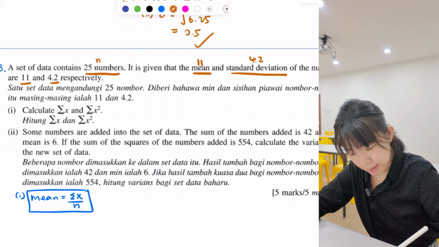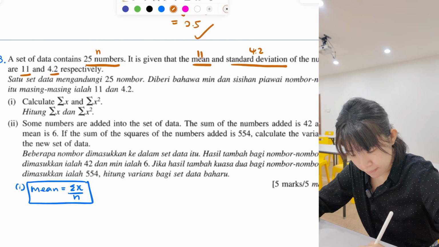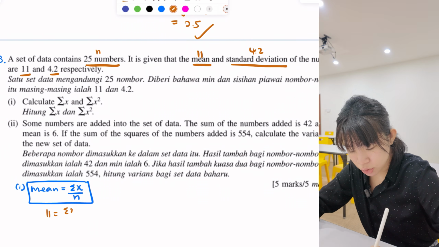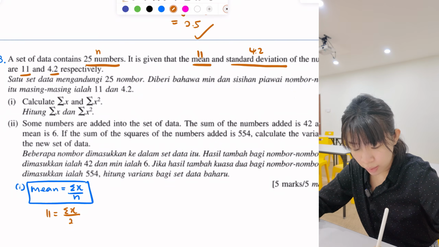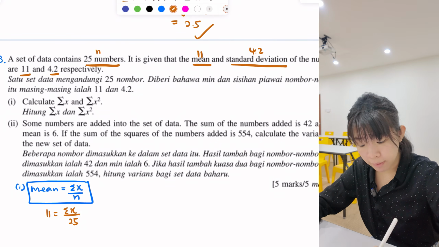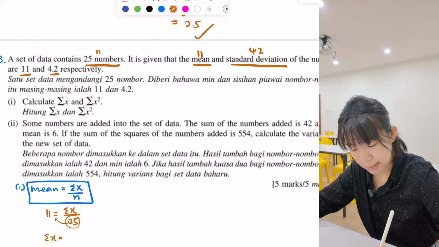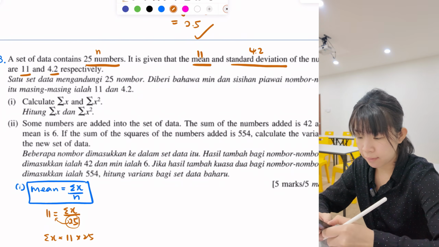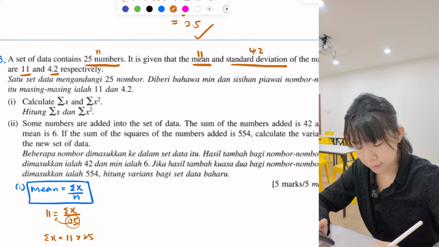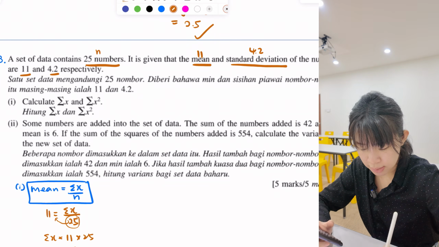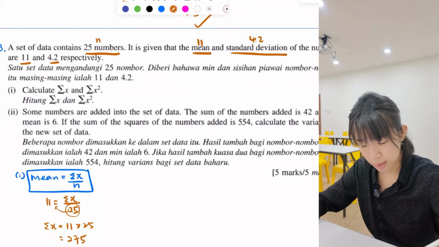Okay, so now put everything in. Okay, the mean is 11, sum of x don't know, then the n is 25. If you want to find sum of x, just move 25 over, become times. Sum of x equal 11 times 25. 11 times 25, it is 275. Okay, so we get sum of x.